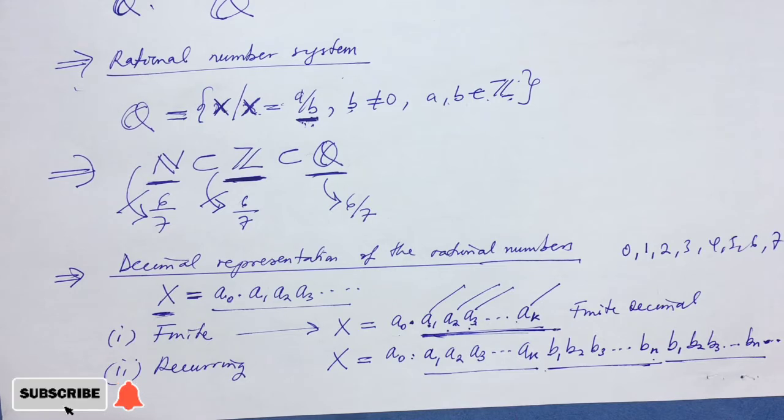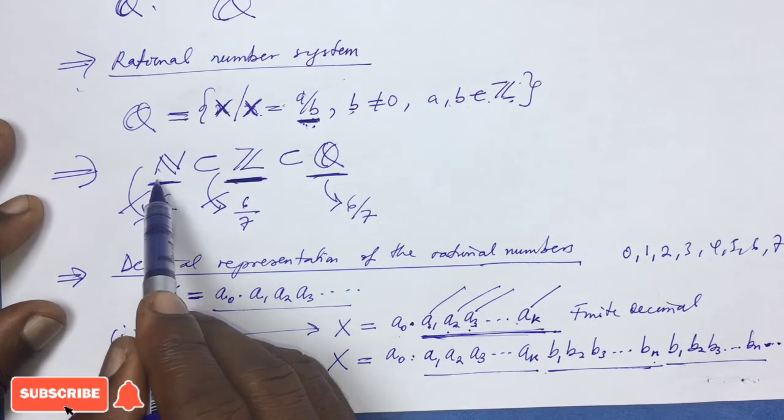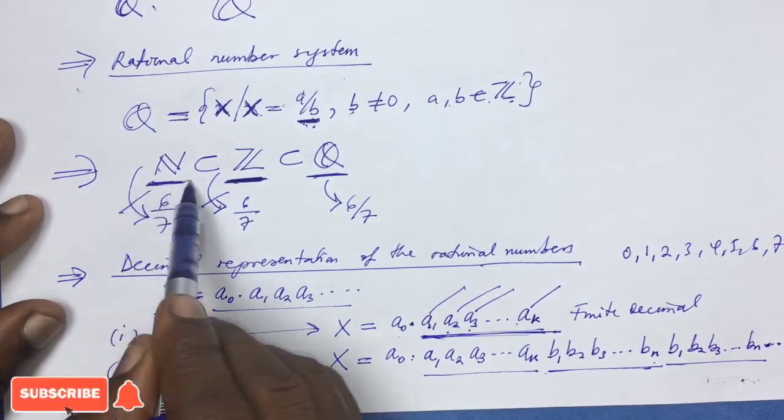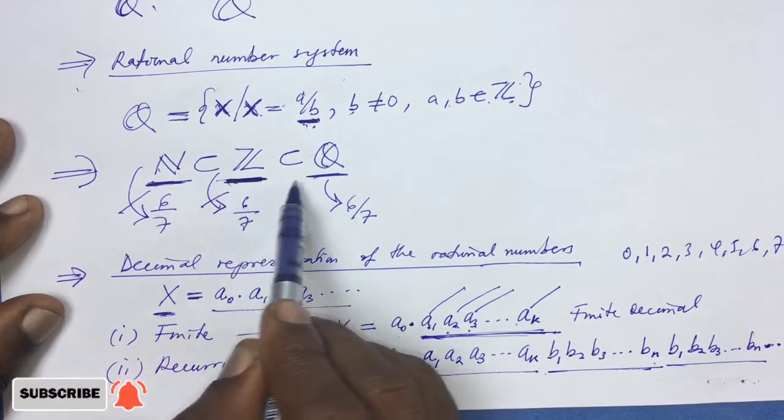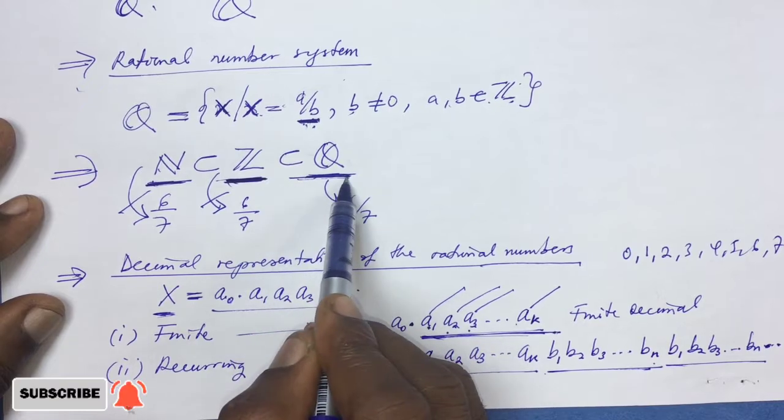So, in the rational number system, fractions, ratios of two integers, are accommodated, and that brings about the statement that clearly the natural number system is a subset of the integer number system, and the integer number system is in turn a subset of the rational number system.